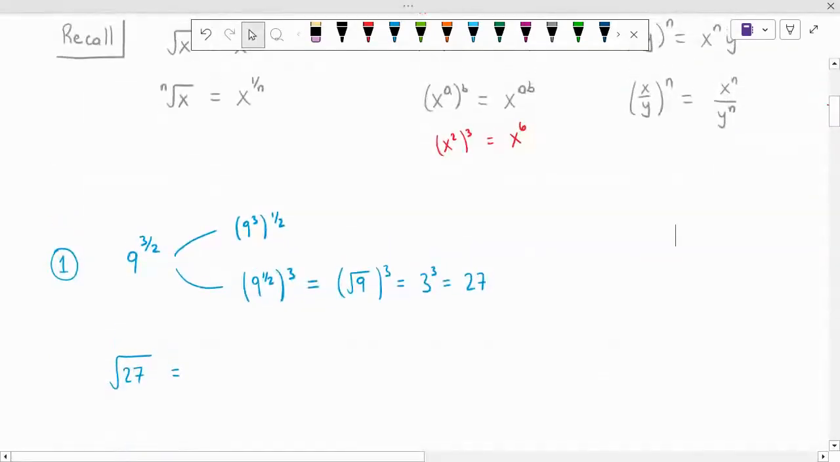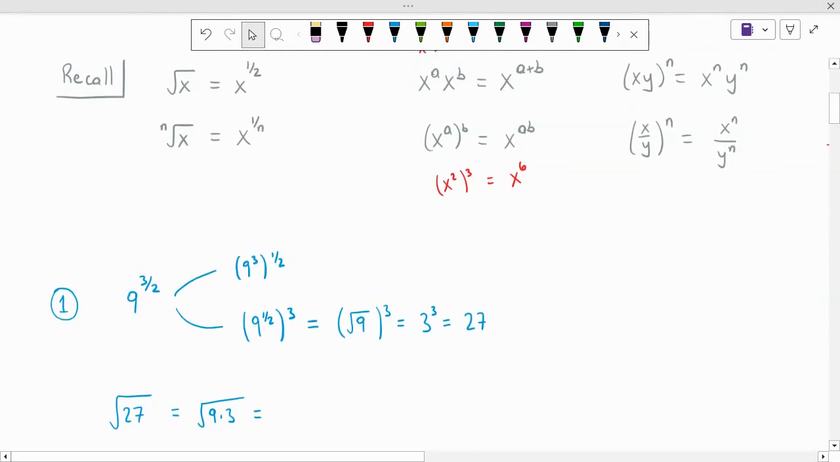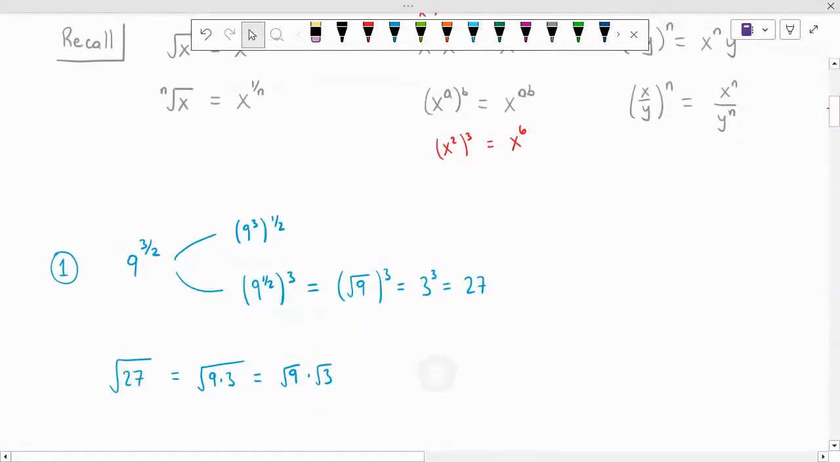And then if we had something like the square root of 27, 27 doesn't have a nice square root, but it is possible to simplify this. If you think of 27 as being 9 times 3, you can apply this property up here and apply the square root to the 9 and the 3 separately. Okay. So the idea of this is that square root is the same as raising to a power of 1/2.